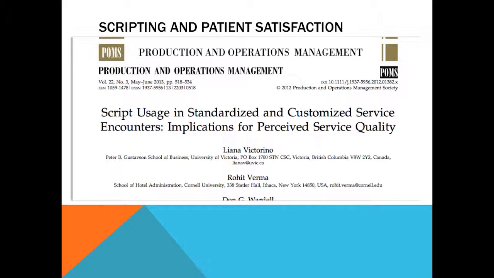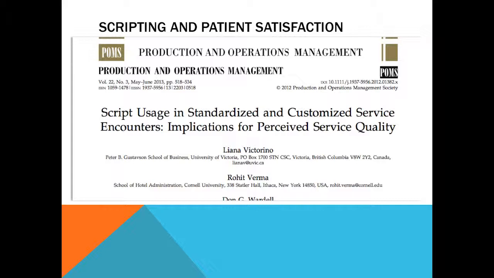So what the study looked at is if you give scripting, hard, fast scripting to people at the front desk and to people at the concierge desk, how do patients perceive the service quality? And what the study discovered is that folks in a customized service encounter perceived the service quality less when there was a hard, fast script. People in a standardized service encounter, when they had a standardized script, they perceived the service quality just fine. There was no dip in service quality perception.